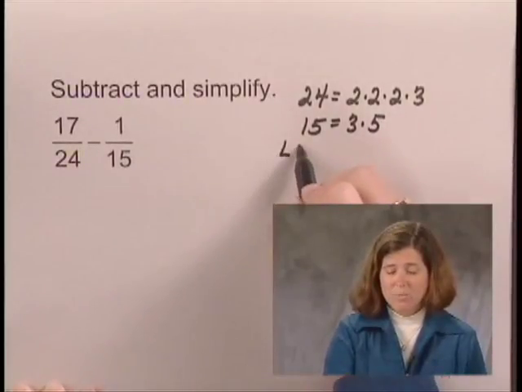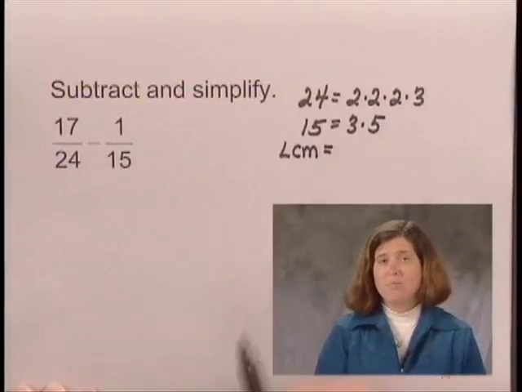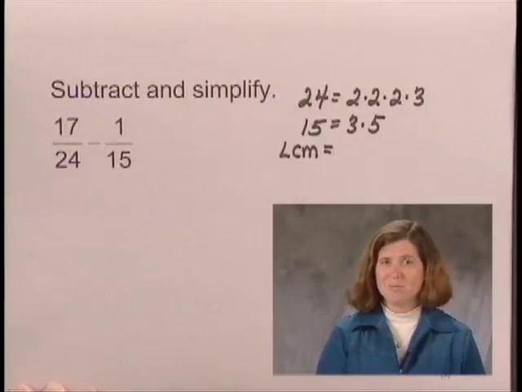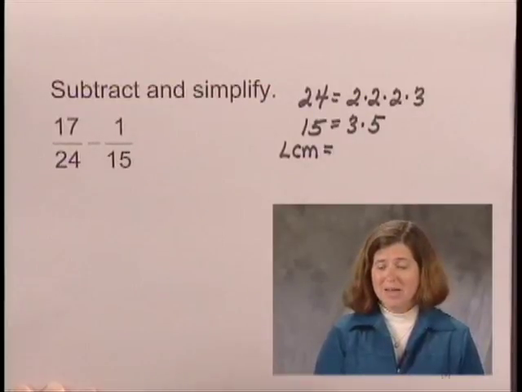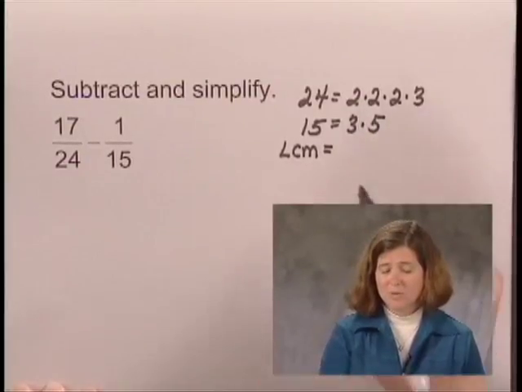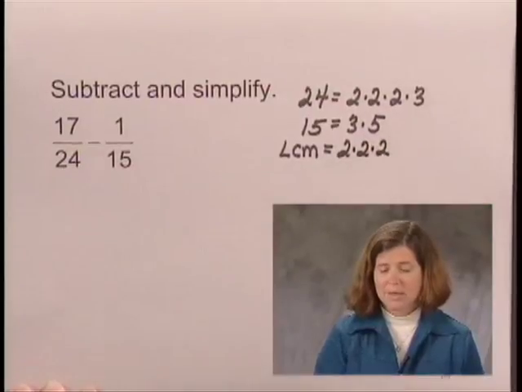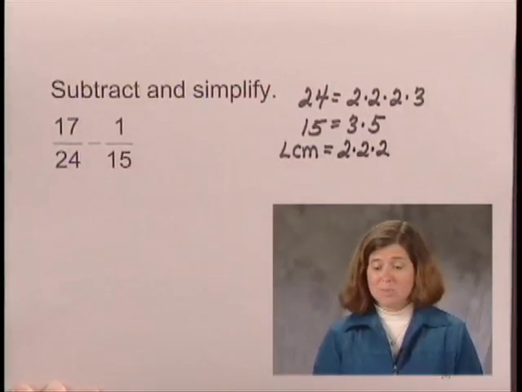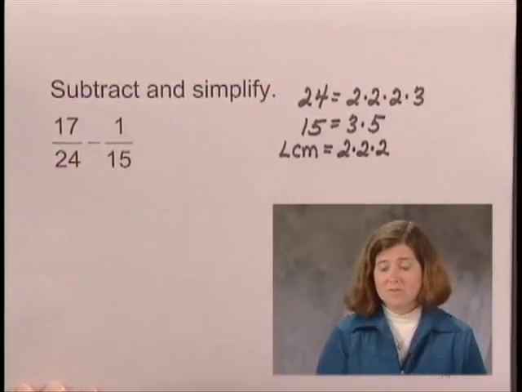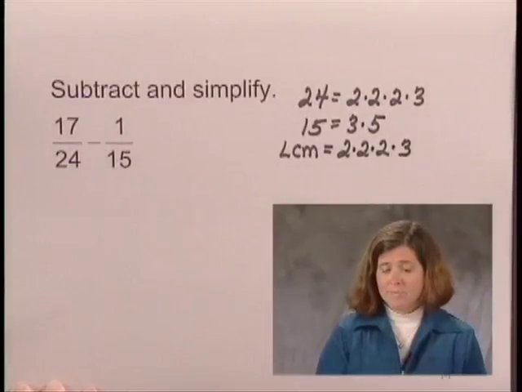So the least common multiple of 24 and 15 is the product of each of the prime numbers that appears in these factorizations the greatest number of times that it appears in any one factorization. So we'll start with 2. We have 3 factors of 2 in 24, so the least common multiple must contain 3 factors of 2. The next prime we see is 3. There is 1 factor of 3 in 24, 1 factor of 3 in 15. The least common multiple will then need 1 factor of 3.